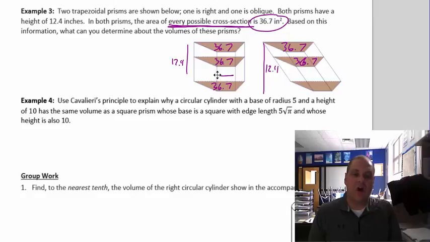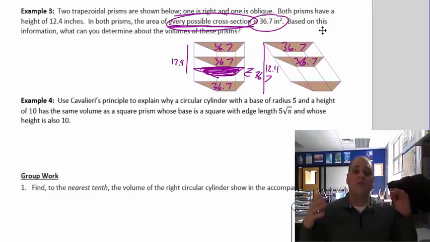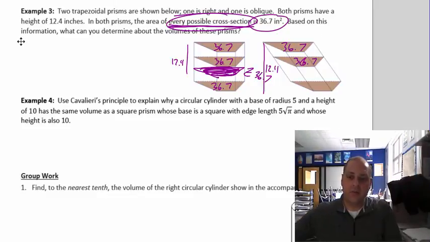Any cross section drawn. If I draw one here, that cross section, that trapezoid, has an area of 36.7. If I draw one here, that one has an area of 36.7. That's what every possible cross section means. Based on this information, what can you determine about the volumes of these prisms? Well, based on Cavaliere's principle, the volumes of these prisms will be equal because every cross section has the same area.